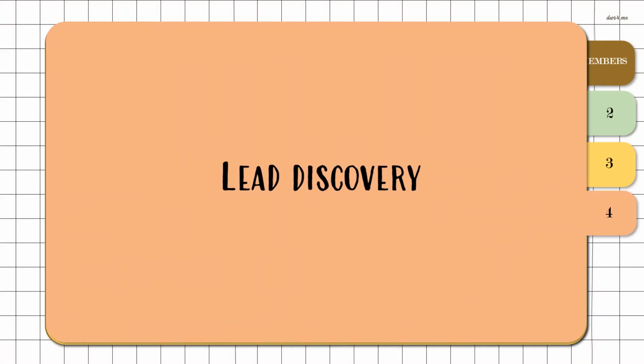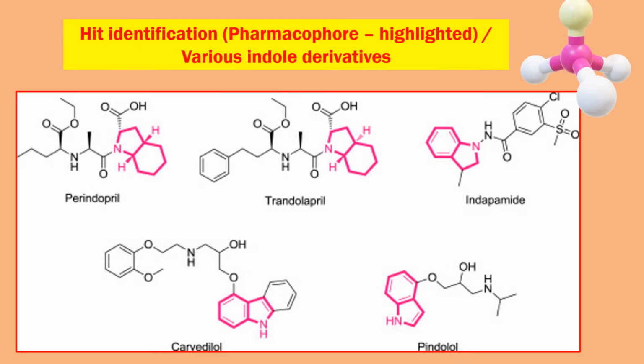Next, we go to the lead discovery of perindopril ERBUMINE. First, this is hit identification, pharmacophore highlighted, of various indole derivatives. Medicinal chemists are designing various compounds by using various heterocyclic nucleus with indole against various diseases. Various indole derivatives are available in market preparations, like perindopril, indole known as lead in the synthetic product, which is used in the treatment of hypertension. It was patented in 1980 and approved for medical use in 1988.